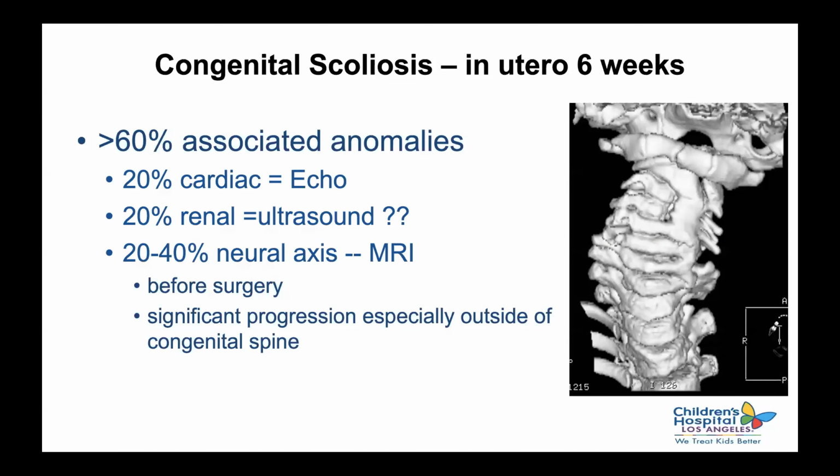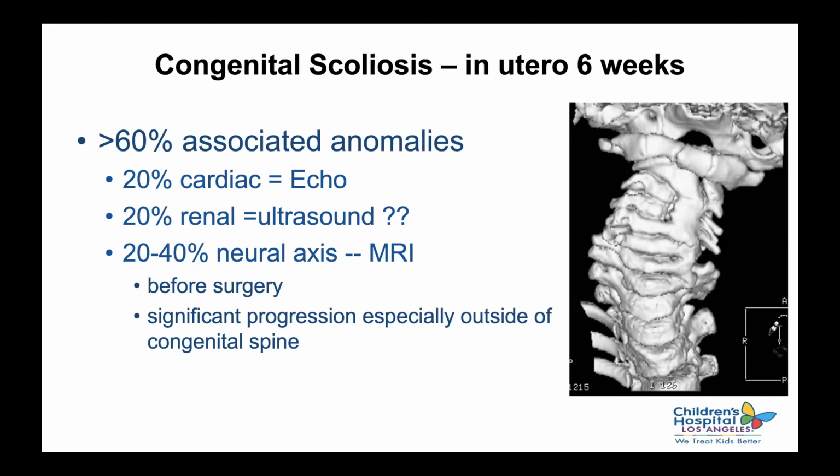So the majority of the time, there's some associated anomaly in congenital scoliosis. So from real life and test taking, when you hear congenital scoliosis, think: what else is going on? One, there's about a 20% incidence of cardiac problems, so order an echocardiogram. There's no downside to doing that, even in the older kid, if it hasn't been done before.